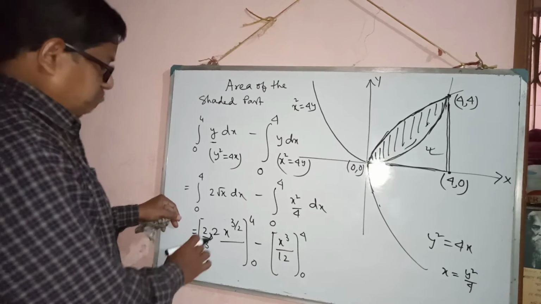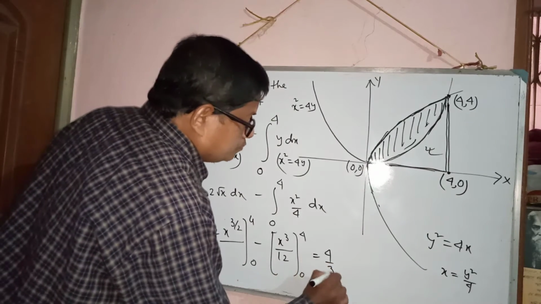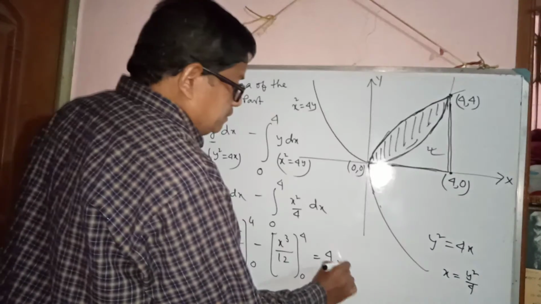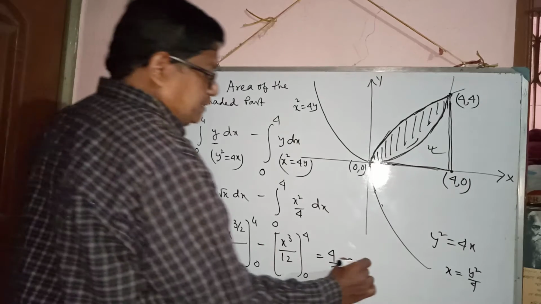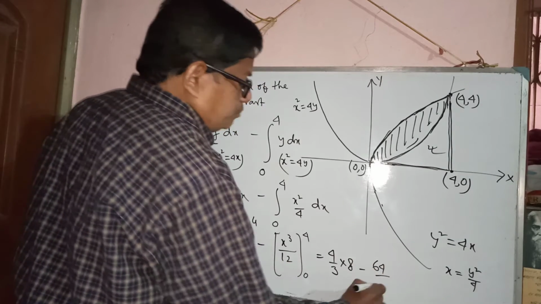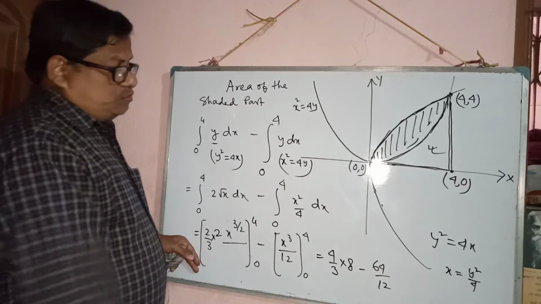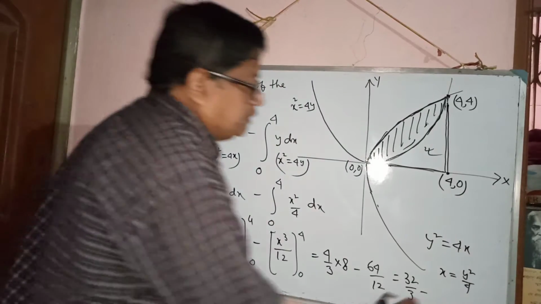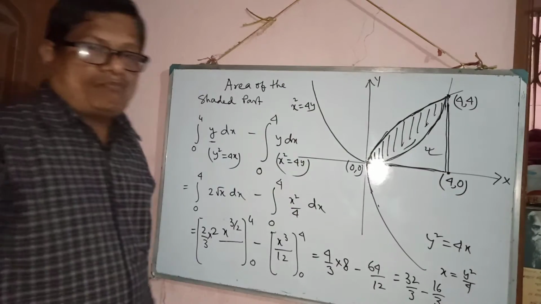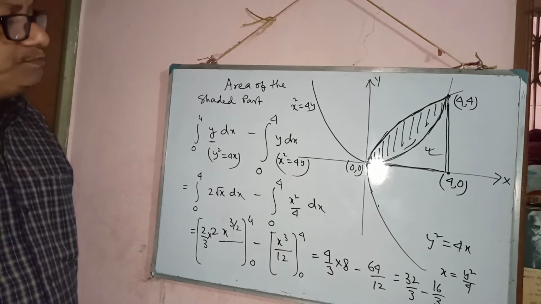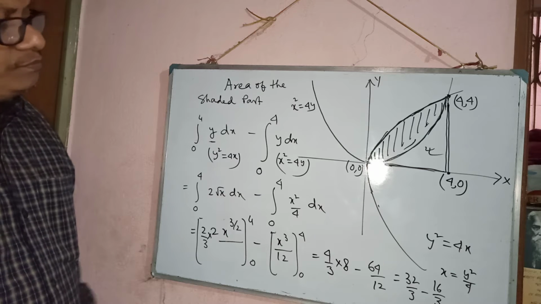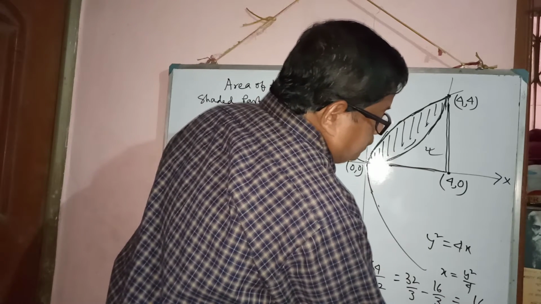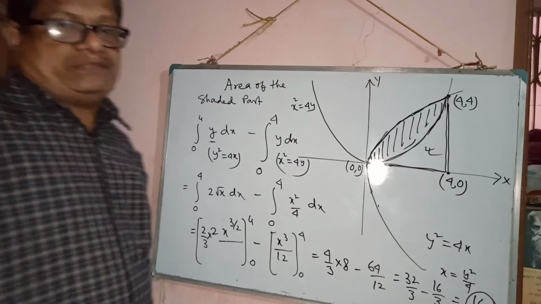Now 4 by 3, into 4 to the power 3 by 2, that is 2 cubed, that is 8, minus 64 by 12. Remember the lower limit 0 gives 0, so don't compute it. So here 32 by 3 minus 16 by 3, which is 16 by 3. This is the answer: area is 16 by 3 square units.